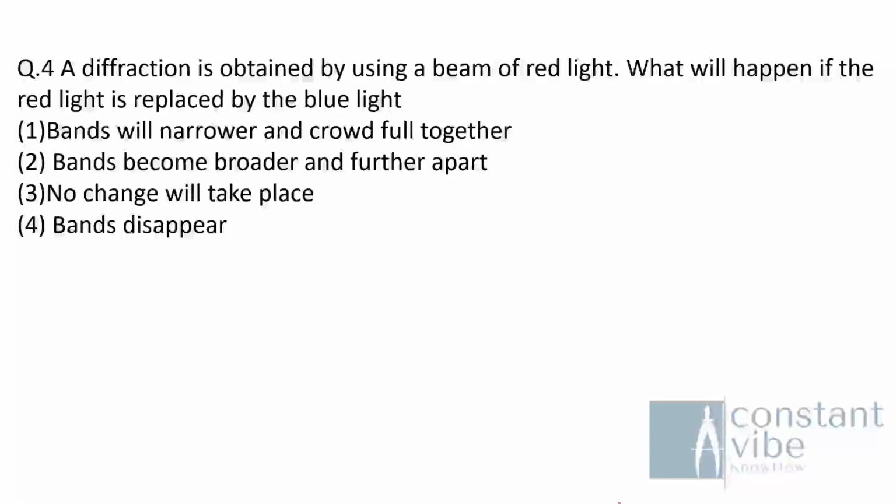Question number 4. The diffraction is obtained by using a beam of red light. What will happen if the red light is replaced by the blue light? Here we are changing the red light to the blue light. What will happen to the diffraction fringe width? So the bands will be narrower or crowded together, or bands become broader and further apart, no change will take place, or bands disappear. The bands are the fringes.